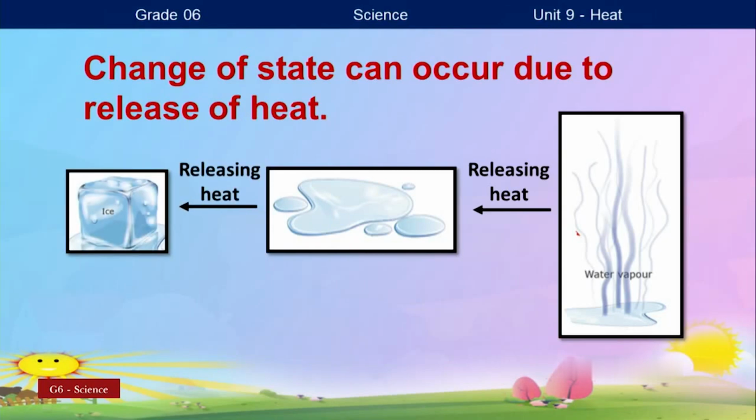it becomes solid. Here also I would like to explain, ice is the solid state of water, water is the liquid state of water, and water vapor is the gas state of water. Here you can see when the water vapor releases heat, it becomes water, and when water releases heat, it becomes ice. Here also you can see change of state can occur due to the release of heat.